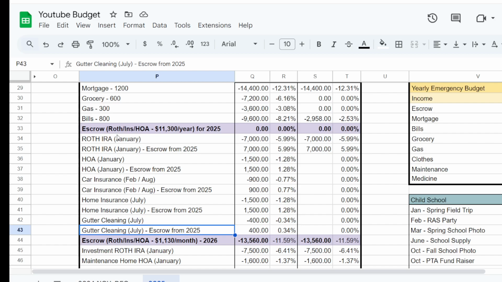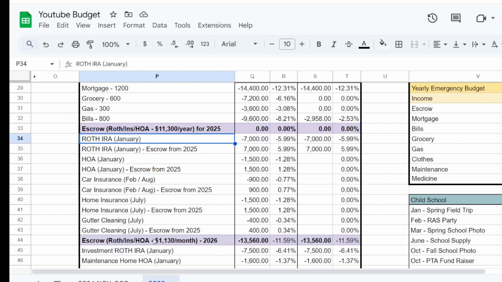So what I decided to do was I tallied up all my necessary known large expenses that don't have a monthly payment. It's more like a once or twice a year payment that I have to do, and I divided by 12, and I pay myself every single month that amount. So my total escrow for the year is going to be 11,300 in that category.